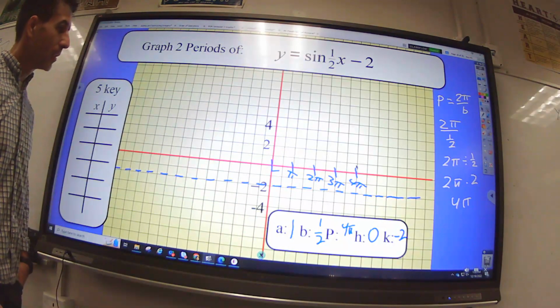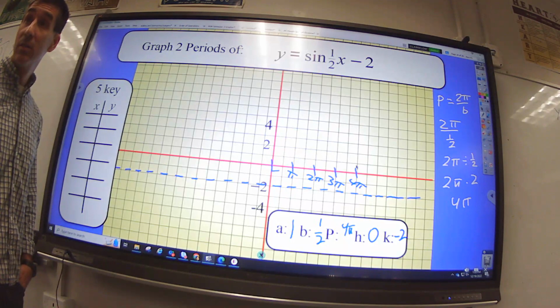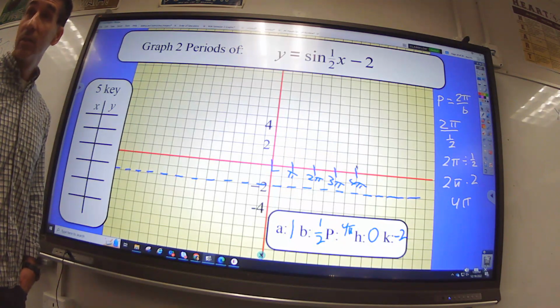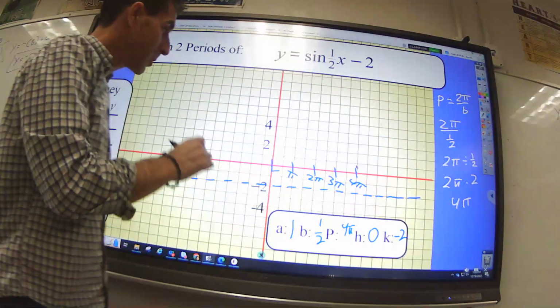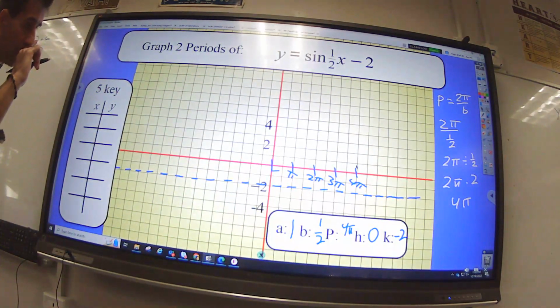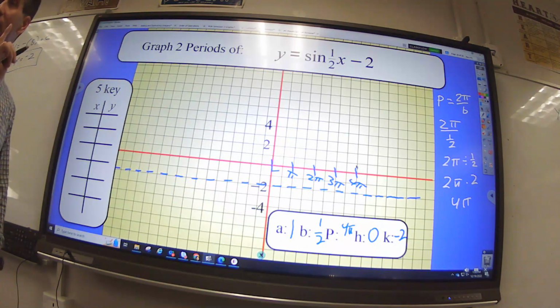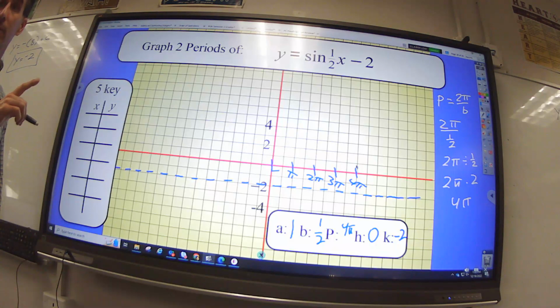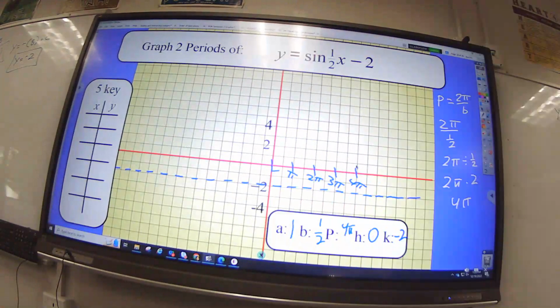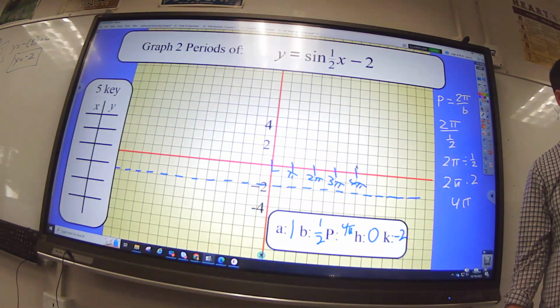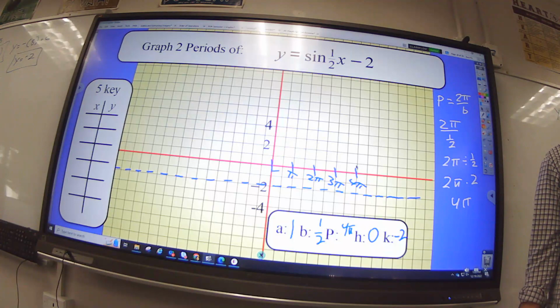Okay. This is sine, right? So I'm going to graph my 5 key points. Wait, hang on here. We have everything. The -2, the A is 1. I think we're good. Let's graph our 5 key points for sine. Where are my zeros for sine? Which key points? Tell each other in the group. What are my 3 zeros for sine?